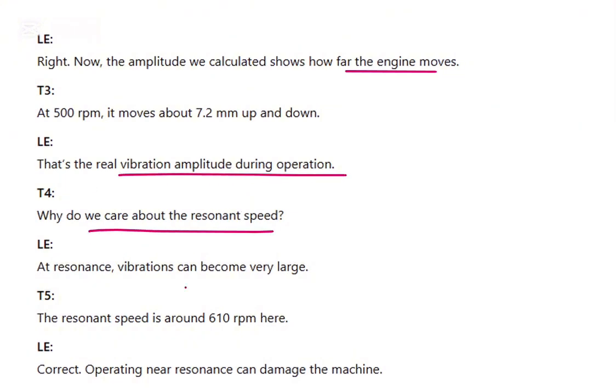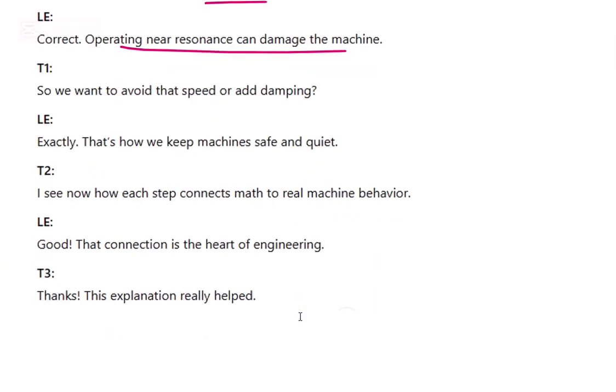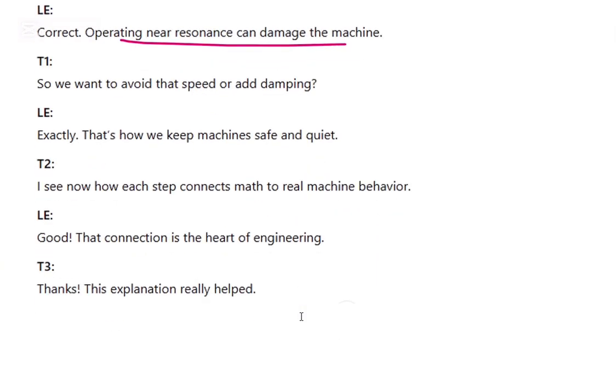Why do we care about the resonance speed? At resonance, vibration can become large. The resonance speed is 610 rpm here. Operating near resonance can damage the machine. So we want to avoid that speed or add damping. Exactly, that's how we keep machines safe and quiet, right? I see how each step connects math to real machine behavior.